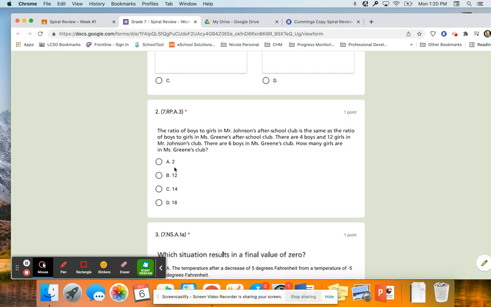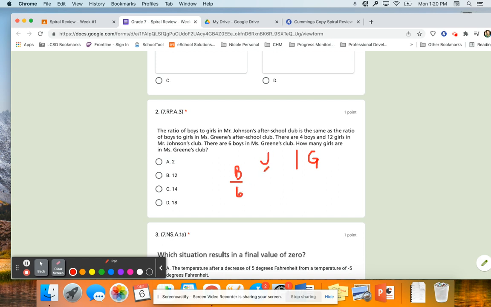Question number 2, the ratio of boys to girls in Mr. Johnson's after school club is the same as the ratio of boys to girls in Mrs. Green's after school club. There are 4 boys and 12 girls in Mr. Johnson's club. There are 6 boys in Miss Green's club. How many girls are in Miss Green's club? Well, since they're the same ratio, you can set it up. So this could be Mr. Johnson's class, and this could be Miss Green's class. And remember, I think they did the ratio of boys to girls.